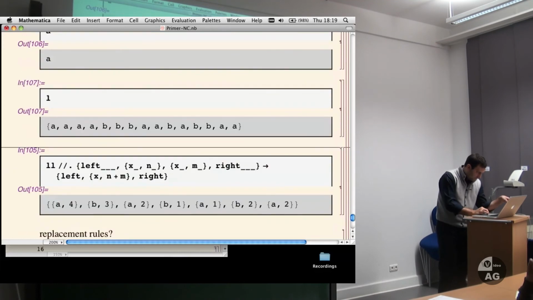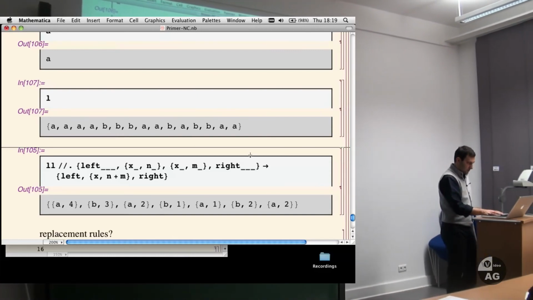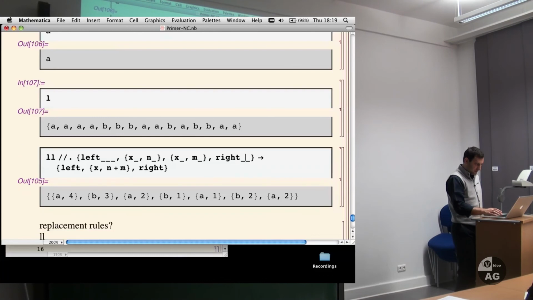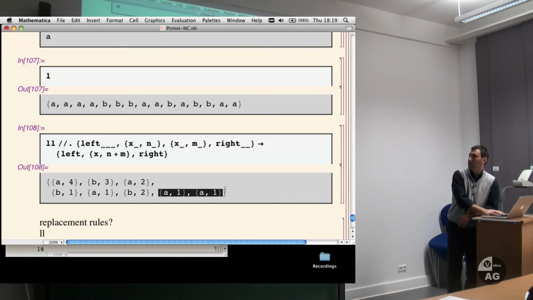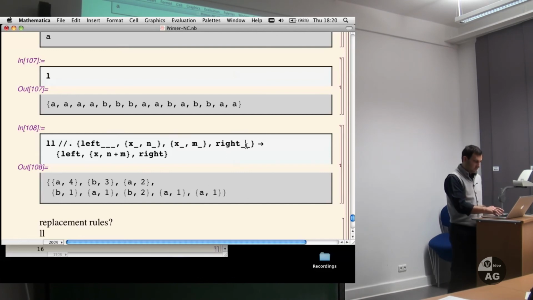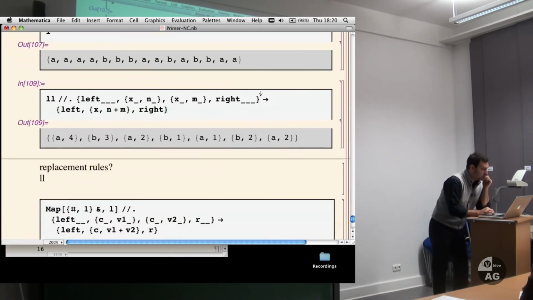So A4, B3, A2, B1, and so on. Looks like it's working. Do we need the 3 over here? Yeah, we do. Let's see. Otherwise, we would have A1, A1. So we definitely need that. Very nice.